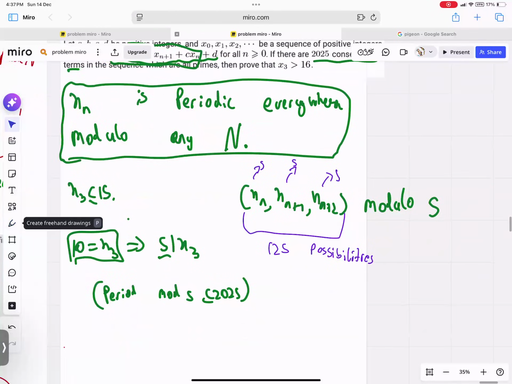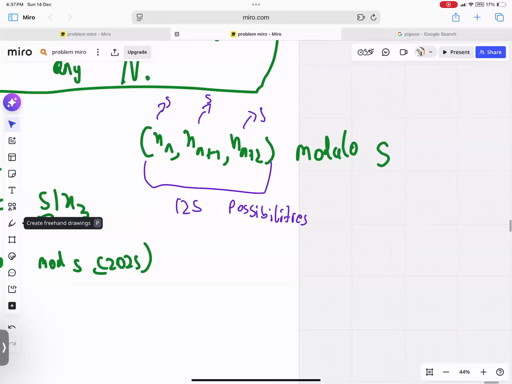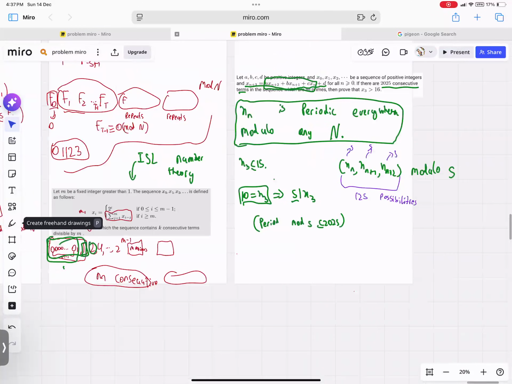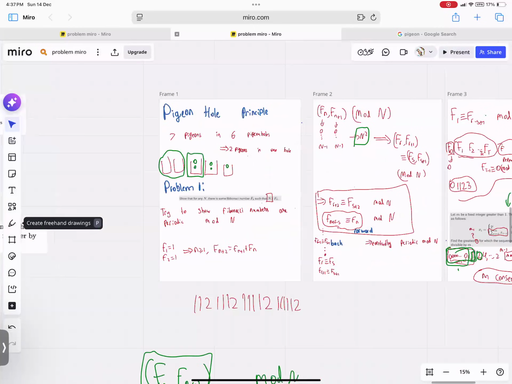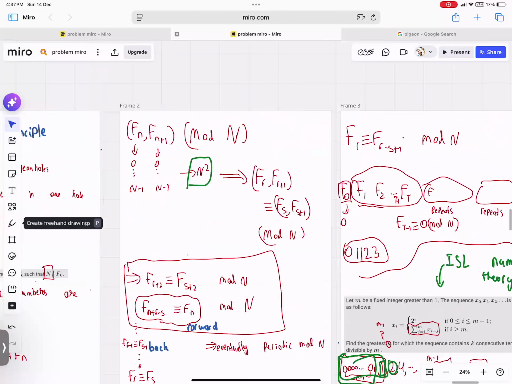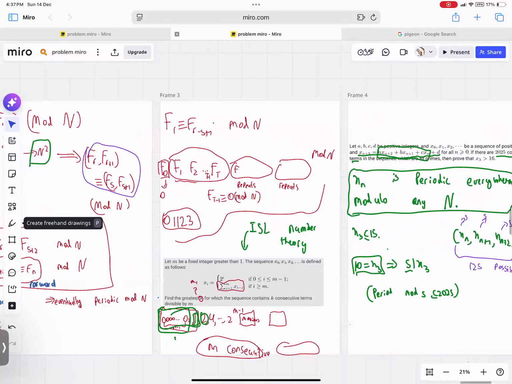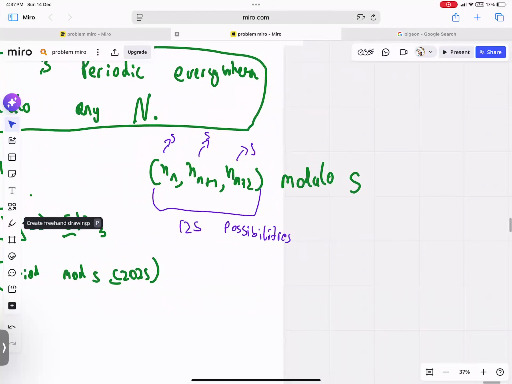So we have 125 possibilities. And because of that, in any 126 consecutive terms, some 2 will be the same. Remember, a period is the difference between the two things that are the same. So we have f of r and f of s are the same, so the period is s minus r. So here the period would be at most 126.